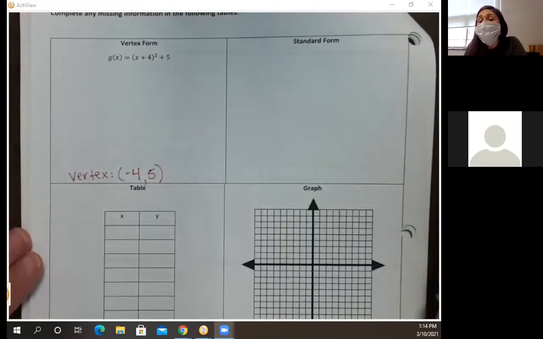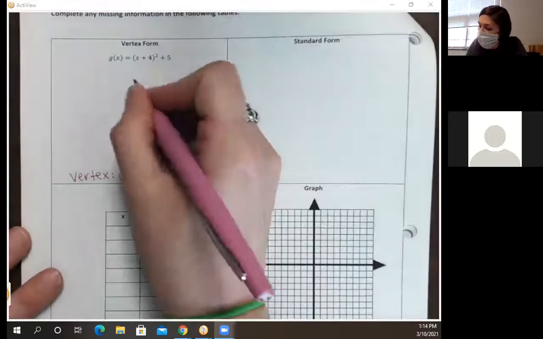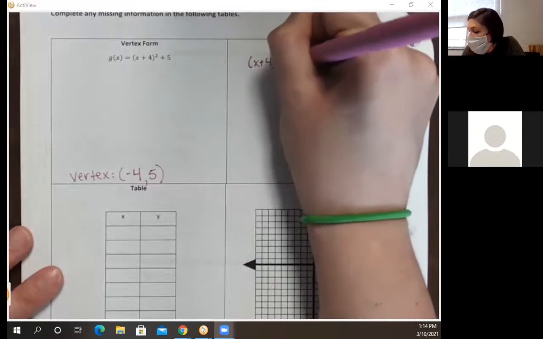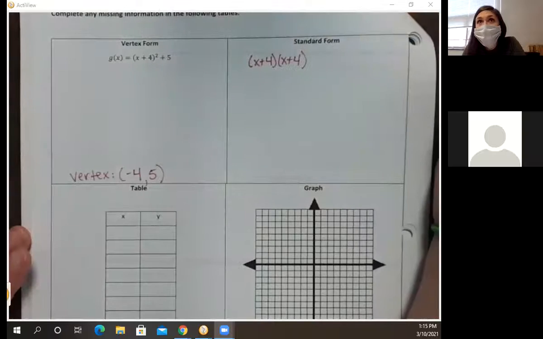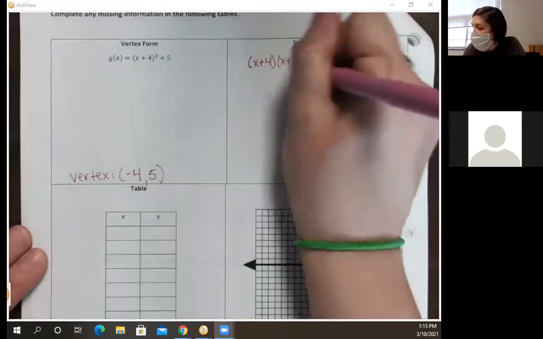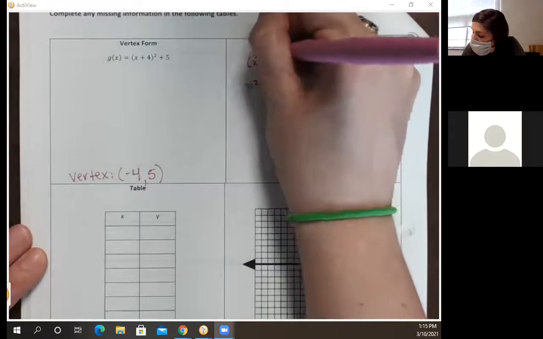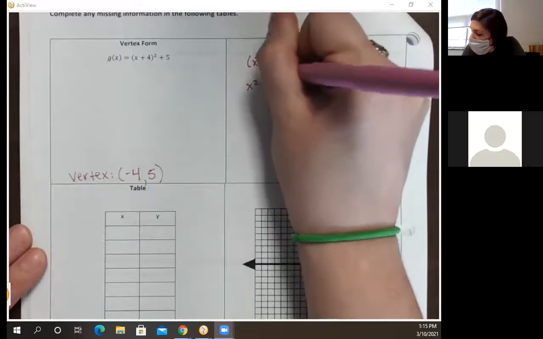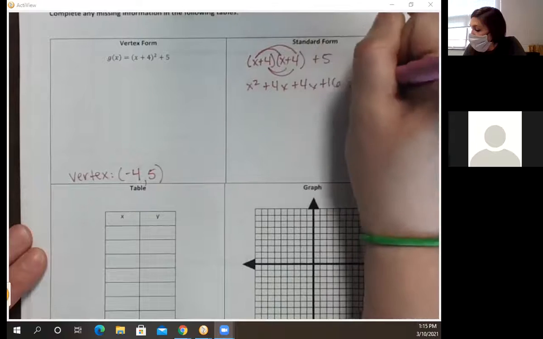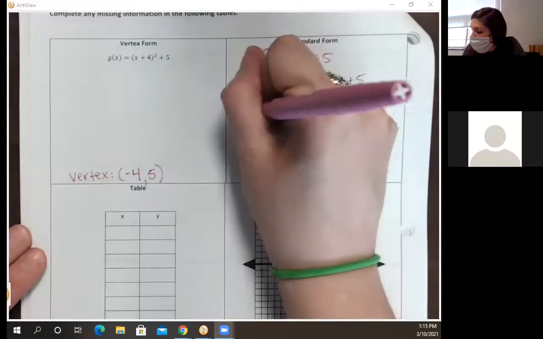Now I want to change this to standard form. I want that alternate option for my function. So to change this to standard form, where I have x plus 4 squared, that means I have x plus 4 times x plus 4, right? That's what squared means, that thing times itself, plus 5. So to change this to standard form, I'm going to distribute here and then combine my like terms. So I have x squared plus 4x plus 4x plus 16, and then still our plus 5 at the end there. And then I'm going to combine my like terms so I have standard form.